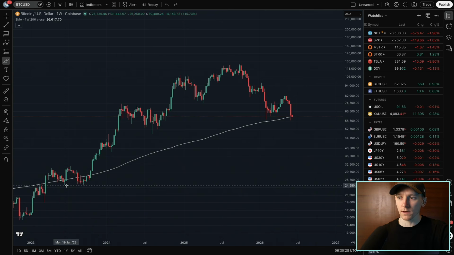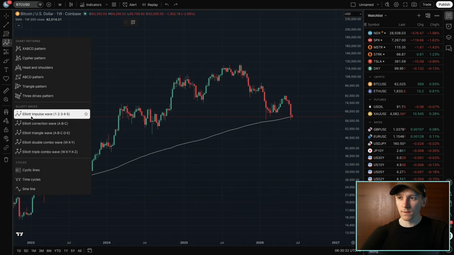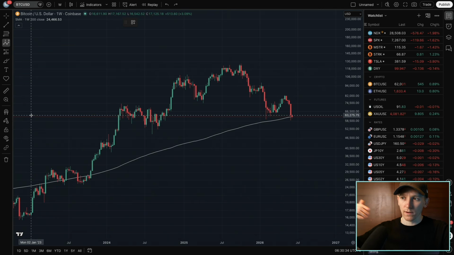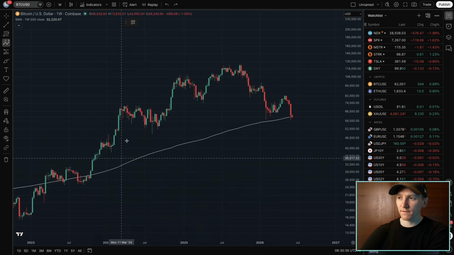I'm going to look at the 1 week here just as an example. So we're going to put this Elliott Wave on the chart right here. We're looking at an impulse wave, right? A trend to the upside. So let's say that we start our trend here.